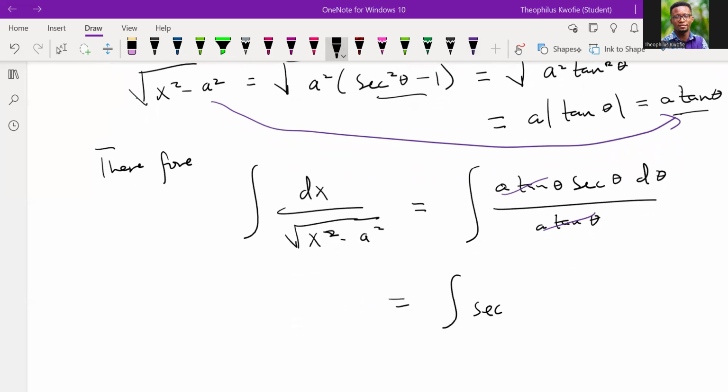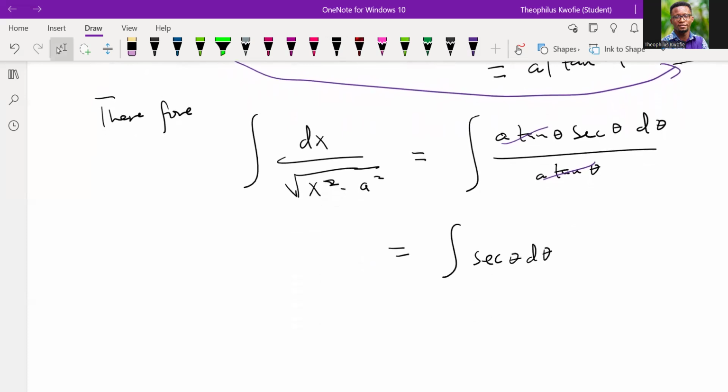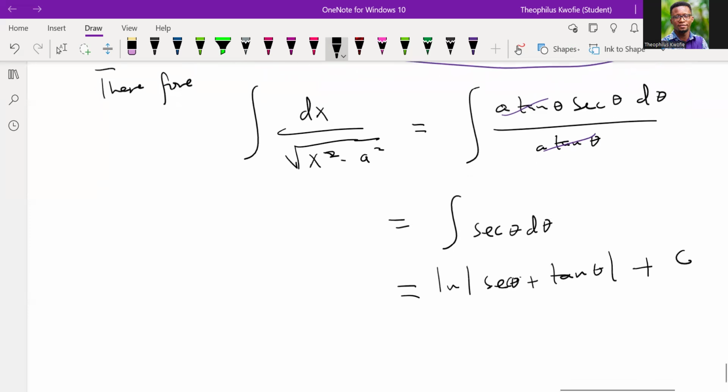Sec theta d theta, okay? Is that okay? Now, if you recall the integral of an integrand like sec theta, when we do that, we're going to have the natural log of sec theta plus tan theta. Then, because this is an indefinite integral, we need to add a constant, the arbitrary constant C, okay?